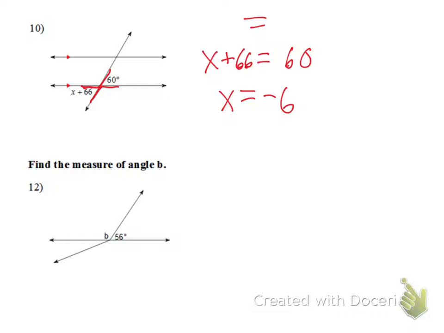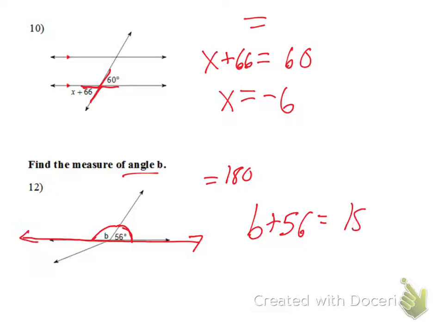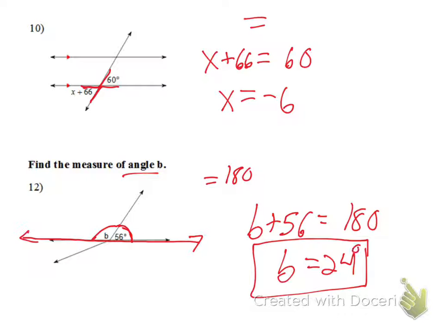All right, so now we're finding the measure of angle B. We want to find out what this angle is right here. I see that this is a straight line, and a straight line is equal to 180 degrees. So B plus this angle right here, 156, is equal to 180. So I'd minus 156 on each side. B is then going to be equal to 24. So we make our degree mark there too.